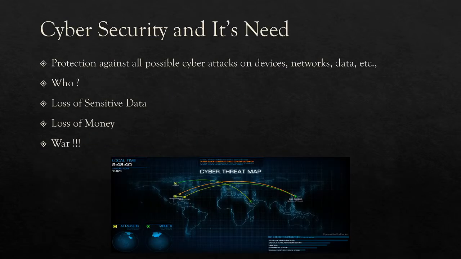And here comes cybersecurity and its needs. Why is it needed and what is cybersecurity? If you have understood what cybercrime is, then cybersecurity is easy. It is the prevention of those attacks on devices, networks and data, so that your sensitive information and everything is secured. In order to secure it, cybersecurity arises.